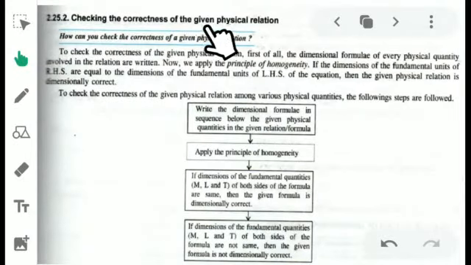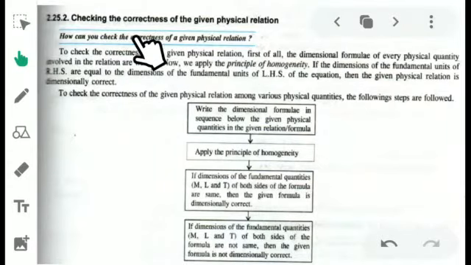Checking the correctness of the given physical relation. That means it is given F is equal to ma. You know the dimension of force. You can write the dimension of mass and acceleration. Then you compare the powers of mass, length, time. If the powers come out equal, the same, then the given physical relation is correct. So here we are going to check the correctness of a physical relation.